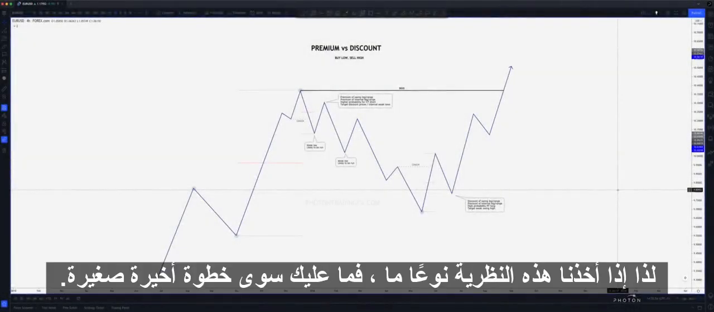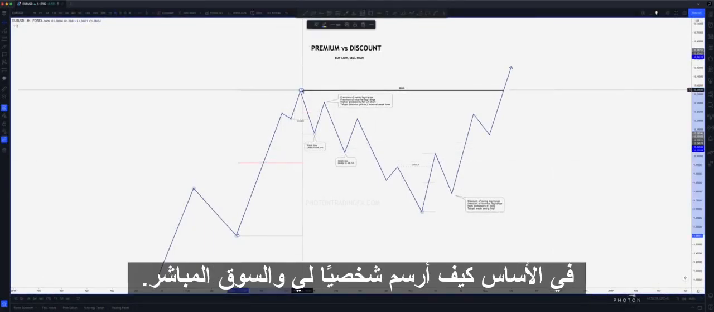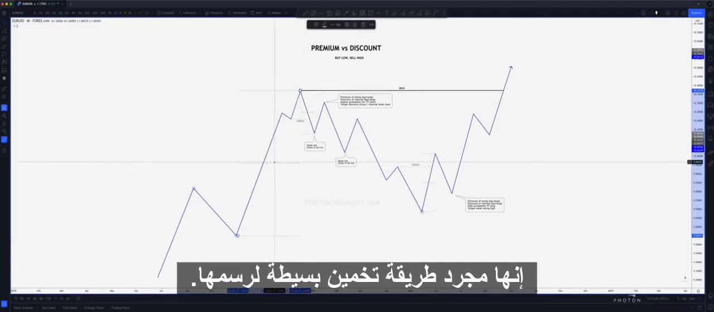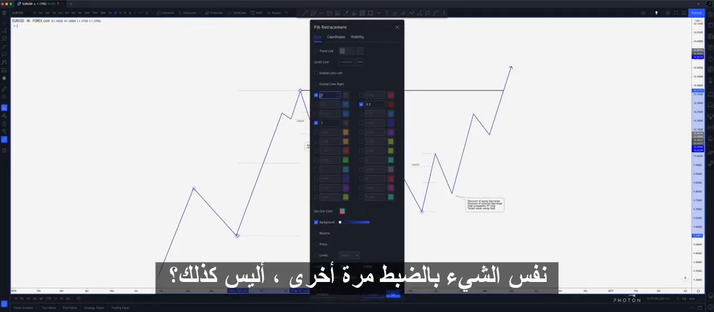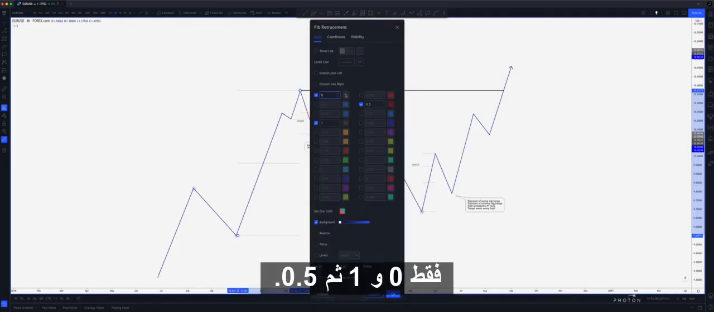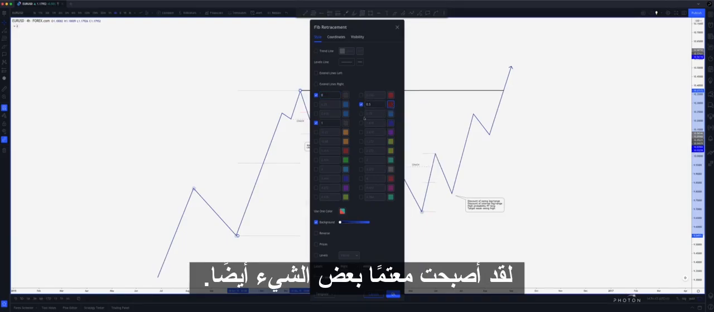So if we take this theory just one little last step further, the way I've drawn the premium and discount tool here is essentially how I personally draw mine in the live market. It's just a more minimalistic way of drawing it. I'll just quickly show you the settings. Exact same thing again, right? Just the 0, the 1 and the 0.5. But all I have showing in terms of the color is the red line there. I've just got it a little bit opaque as well.